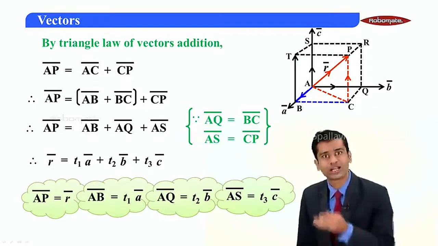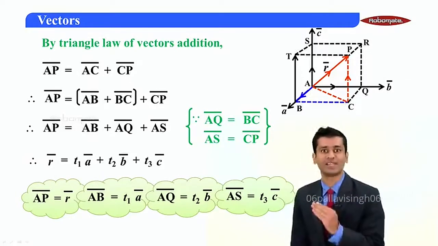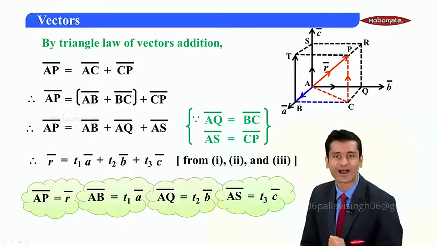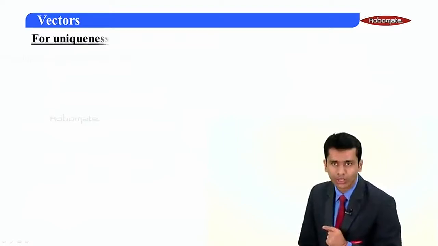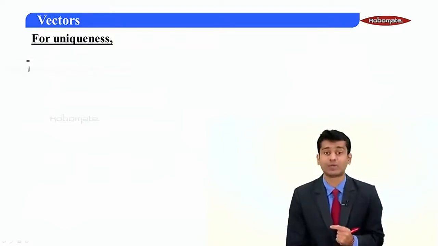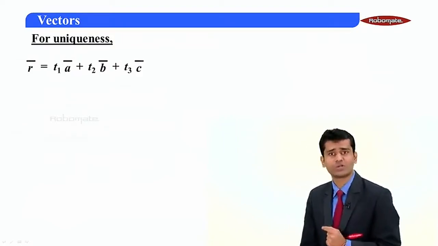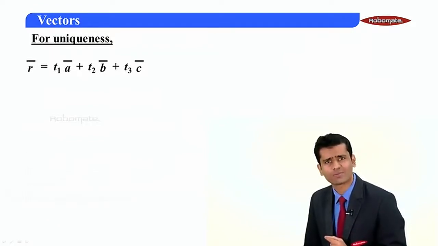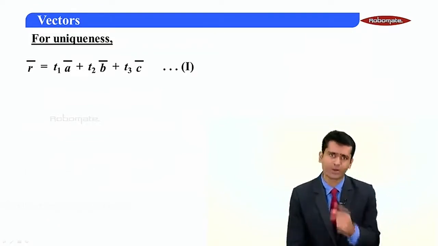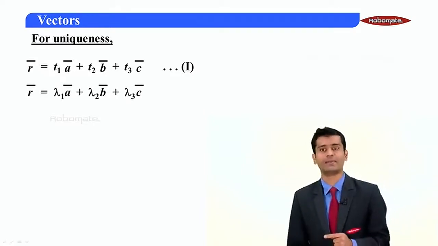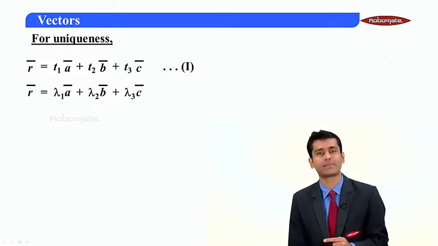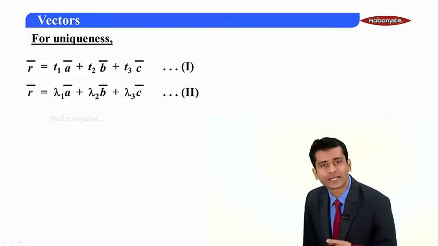So we showed that r bar, any vector in space, is a linear combination of a bar, b bar, c bar. But uniqueness is still not proved. Now for uniqueness, let's start with the proof. Let r bar be equal to t1 a bar plus t2 b bar plus t3 c bar, equation number 1. And r bar equal to lambda1 a bar plus lambda2 b bar plus lambda3 c bar, equation number 2.